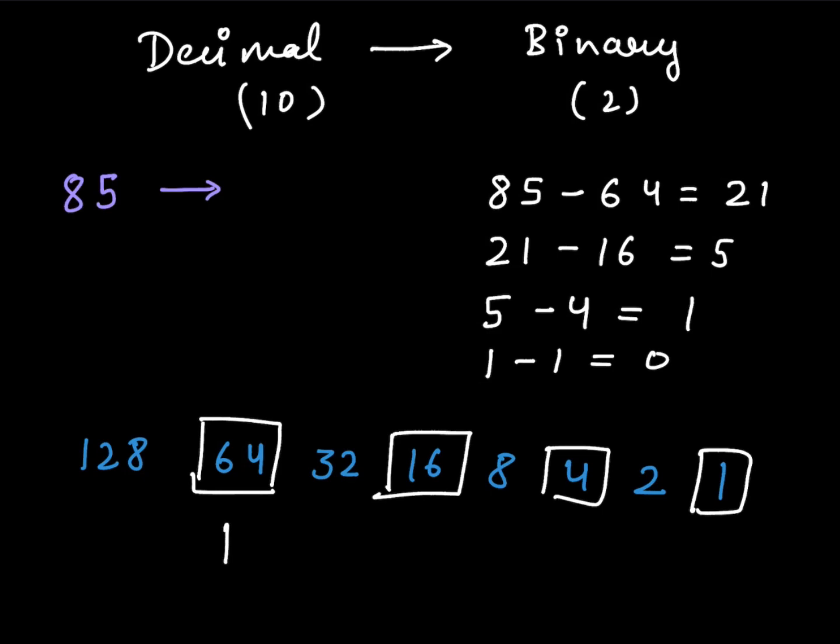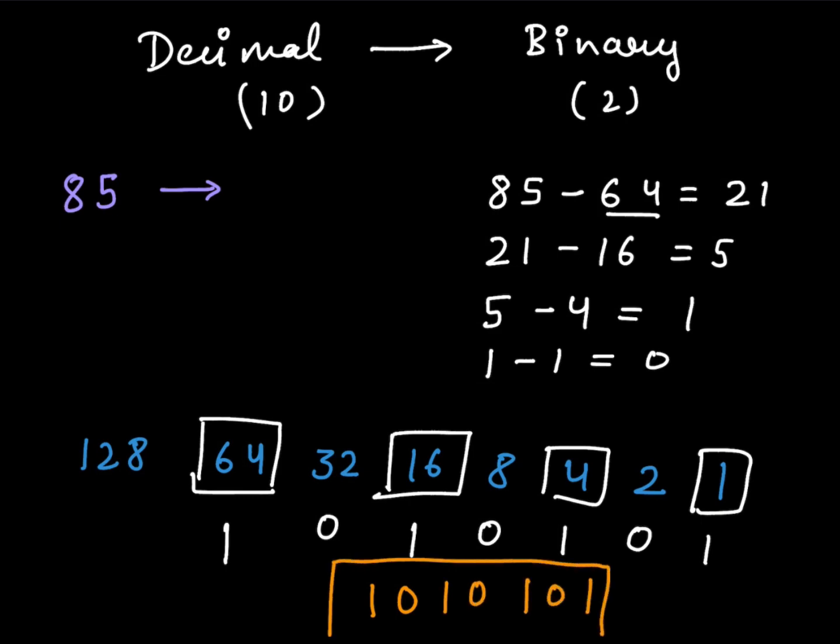Now we place the number 1 because we have the 64, 0 because there is no 32 that we have subtracted, and we have 16, we do not have 8, we have 4, we do not have 2, but we do have 1. So 85 in binary would be written as 1 0 1 0 1 0 1. This is the binary representation of the number 85.